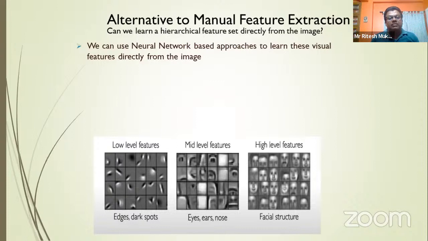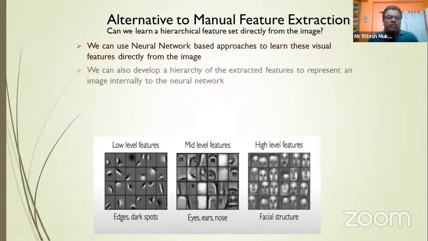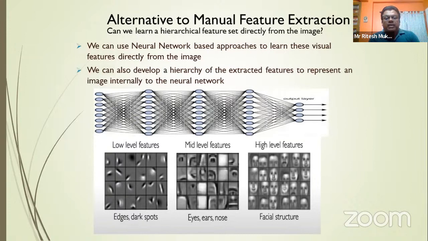Similarly, in case of neural network based approaches, you need not define the features for learning the system. Rather, the computer itself will learn those features. What are the features which are suitable, which are unique for a particular object, which should not be there in the object if it does not belong to that class. So we can also develop a hierarchy of extracted features to represent an image internally to the neural network.